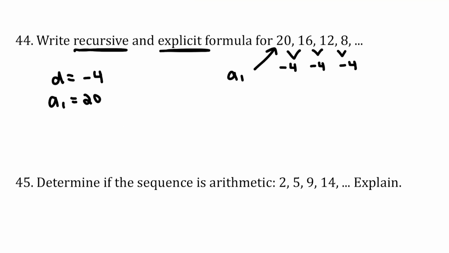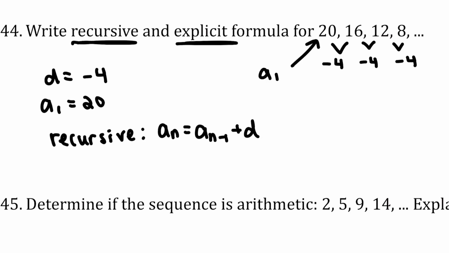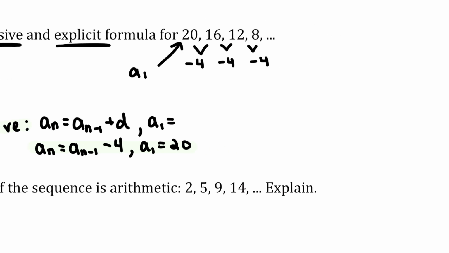Let us do the recursive first. Recursive, we didn't write out that formula here, but the recursive formula is a_n is equal to a_(n-1) plus d. And then it also says what a_1 is equal to. So a_n is equal to a_(n-1) plus our common difference, which is actually a negative number. So that gets overridden as a minus 4, and then we call out our a_1 value of 20, and that is our recursive formula answer. So recursive is this here.